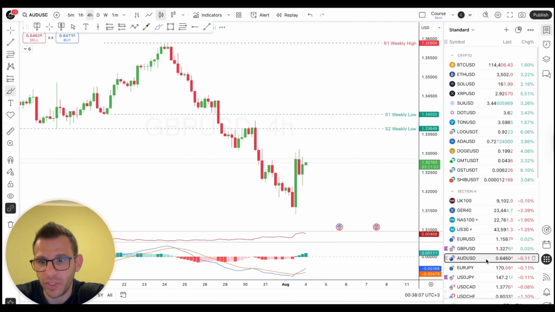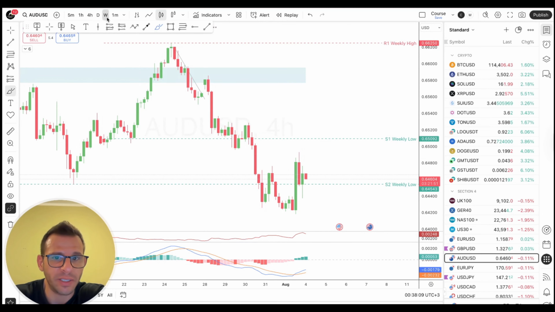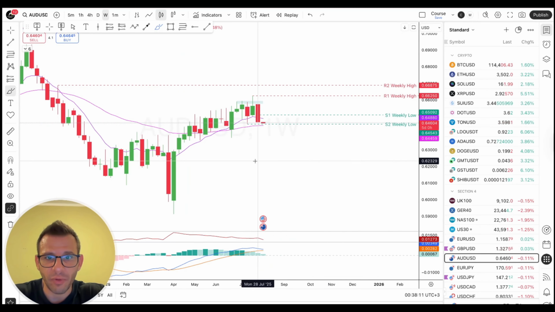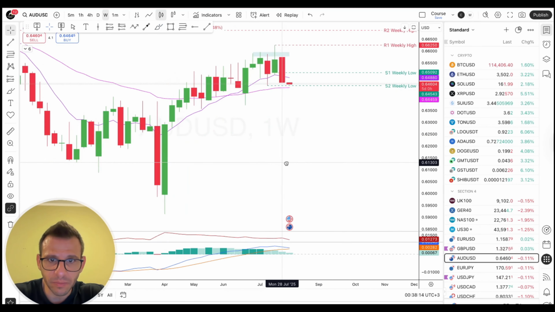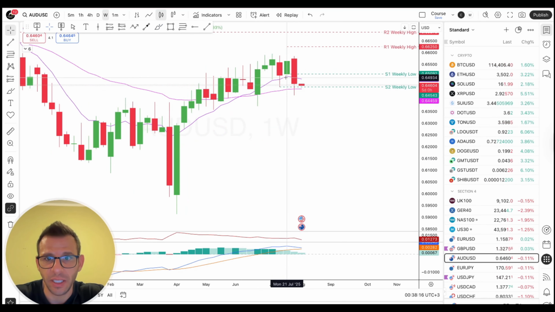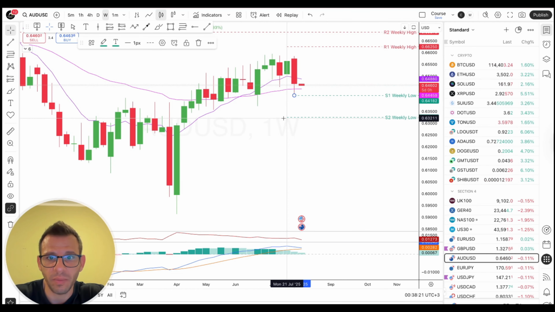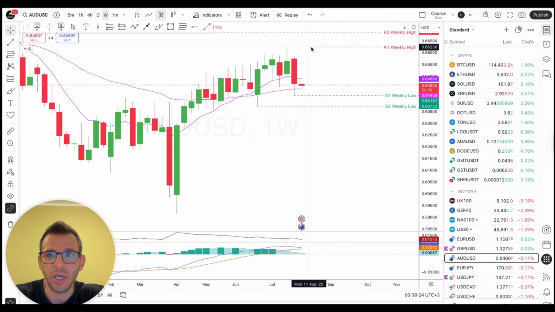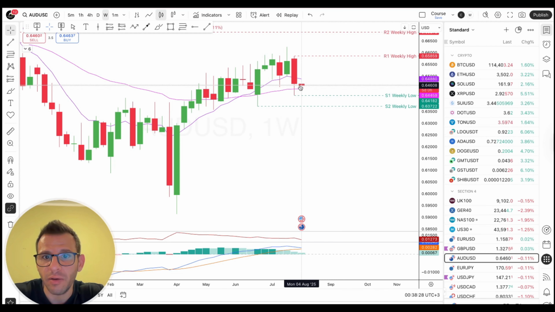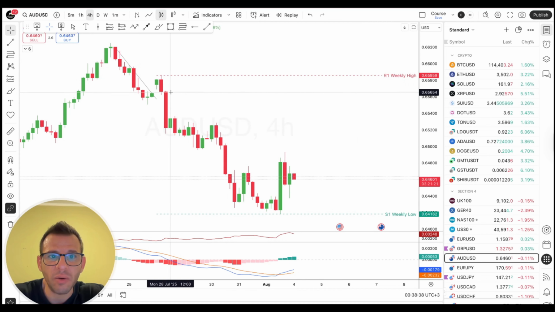Next one, it's interesting to check the Australian dollar against the US dollar. The weekly time frame here created not a bearish engulfing, but pretty close to a bearish engulfing candlestick, with the real body closing below the 10 weekly period moving average. The reality is that the market is kind of moving sideways.